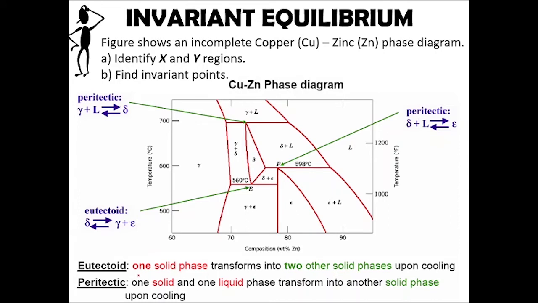I repeat again: for eutectoid, one solid phase transforms into two other solid phases upon cooling, or two solid phases change into one solid phase upon heating. For peritectic, one solid and one liquid transform into another solid phase upon cooling, and a single solid phase transforms into one solid and one liquid phase upon heating.